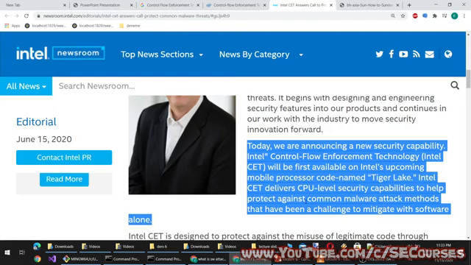Today, we are announcing a new security capability. Intel Control Flow Enforcement Technology, Intel CET, will be first available on Intel's upcoming mobile processor code named Tiger Lake. Intel CET delivers CPU-level security capabilities to help protect against common malware attack methods that have been a challenge to mitigate with software alone.